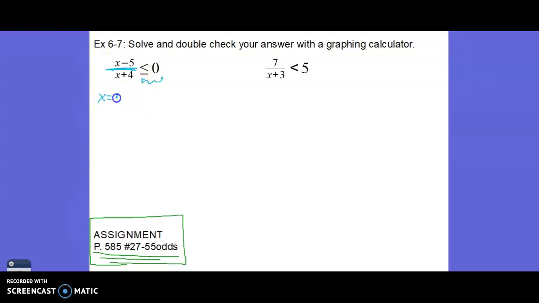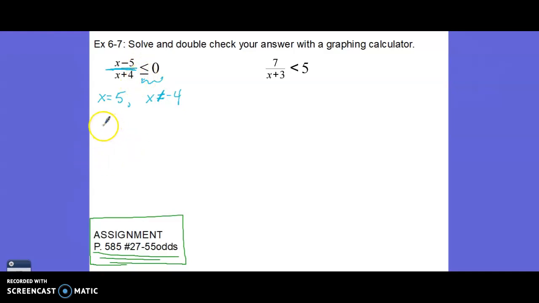The numerator equals 0 at x equals 5, and the denominator equals 0 at x equals negative 4. But this time we have a different approach to this, because the numerator can equal 0 and we can divide, but the denominator cannot equal 0, because then we'd be dividing by 0.